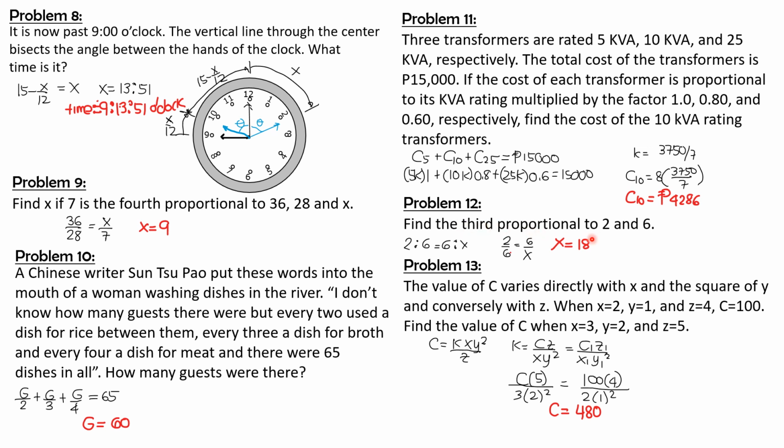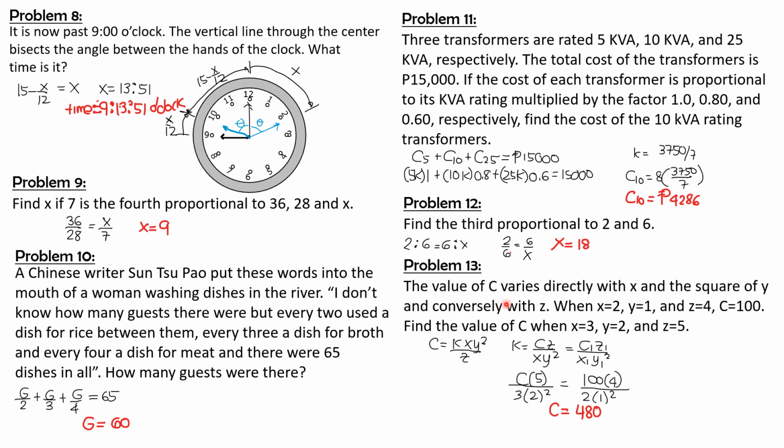Problem 12: find the third proportional to 2 and 6. So we write it in this manner: 2 is to 6 as 6 is to x, where 6 is the mean proportional between 2 and x. So this is rewritten as 2 over 6 equals 6 over x. Solving for x, x is 6 times 6 over 2, or 18.